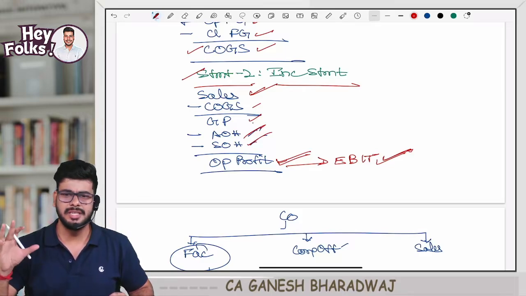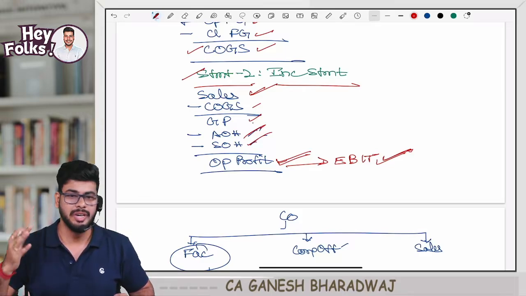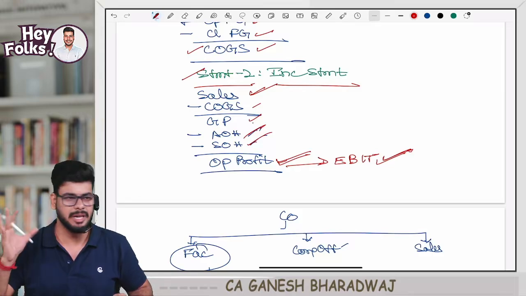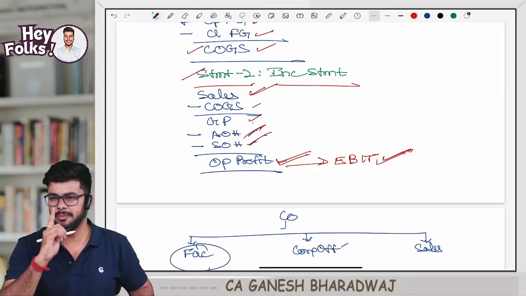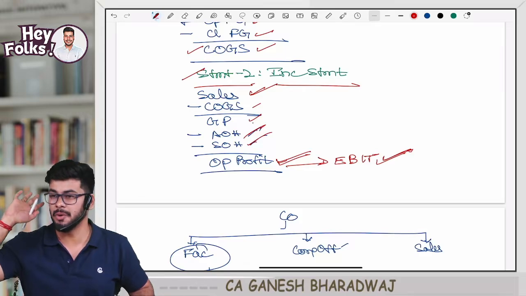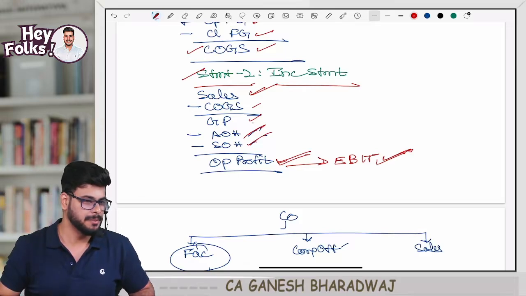Here we don't consider any kind of non-operating income also. Rent received, interest received, nothing of that sort. The only income that we consider is your sales revenue, revenue from operations. Are you all clear with this?